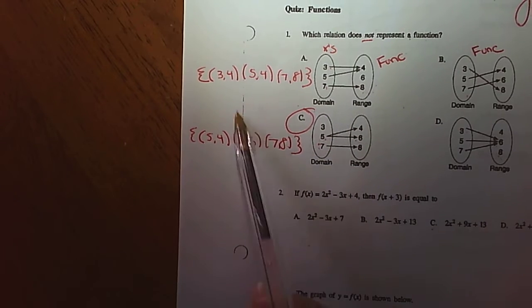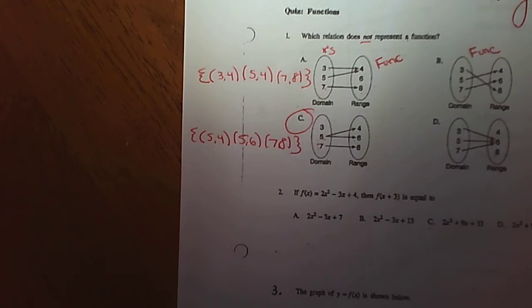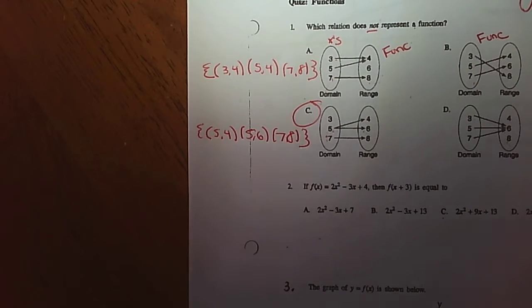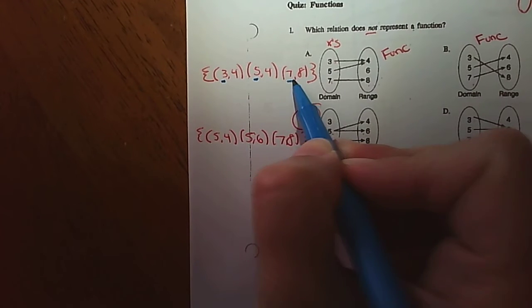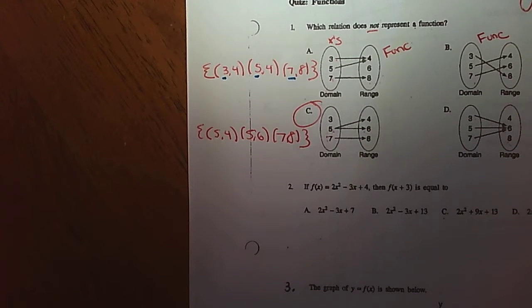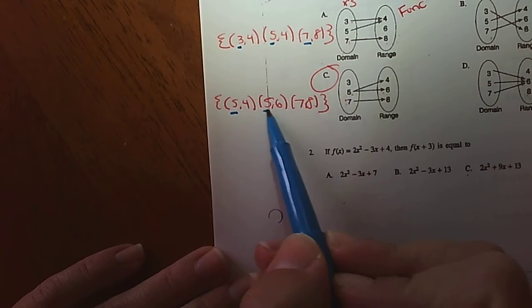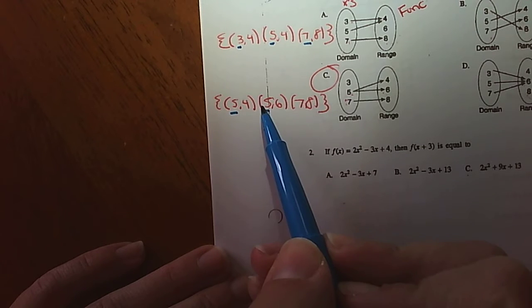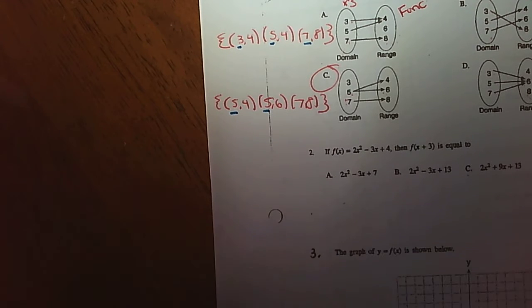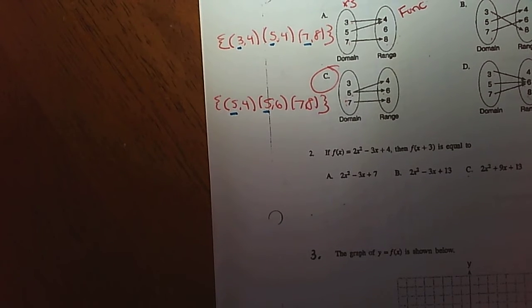Now, if I gave you points instead of circles, the easiest way to check is look at the x's. See how all these x's are different? That means it's a function. Look at this one. Uh-oh, these x's repeat, and they both go to different numbers. So that's how you could check real quick from points to see if something's a function or not.